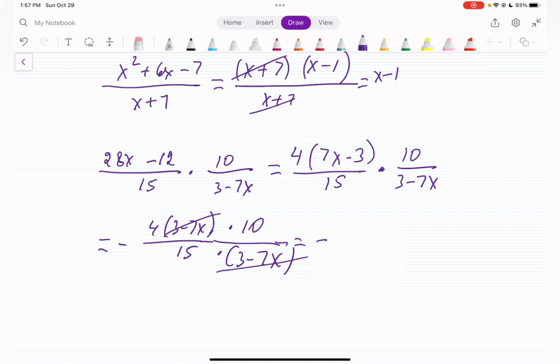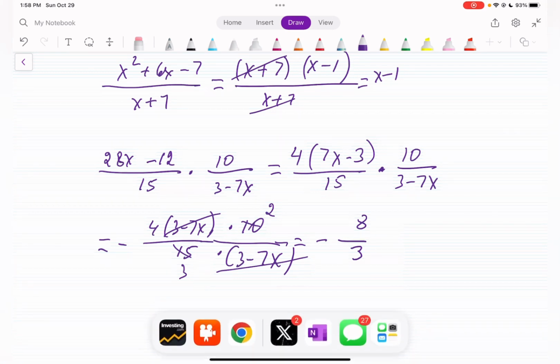15 and 10 I can reduce by 5, will be 3, by 5 will be 2, and the result is going to be 4 times 2 is 8 over 3. Okay, did I write it down correctly? Let me double check. 28x minus 12, taking out 7x minus 3. Okay, yeah, negative 8 over 3.